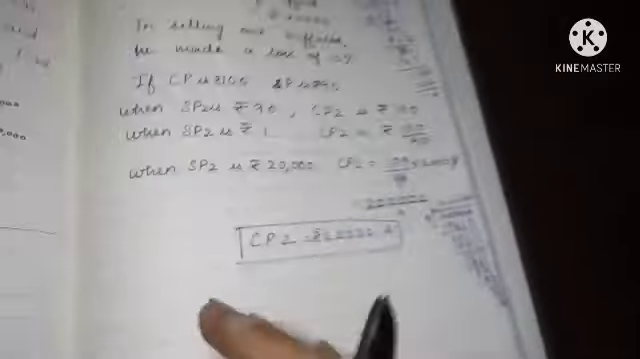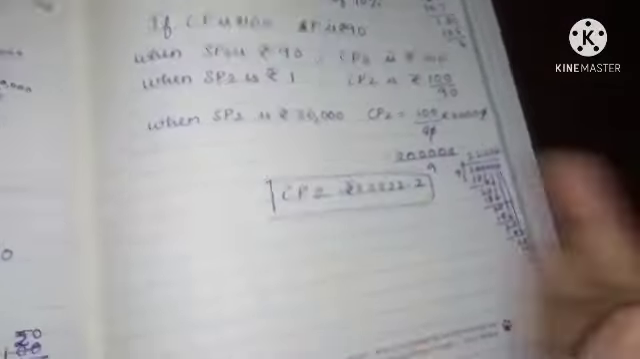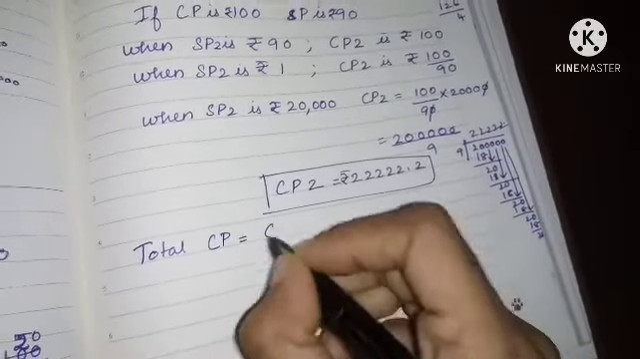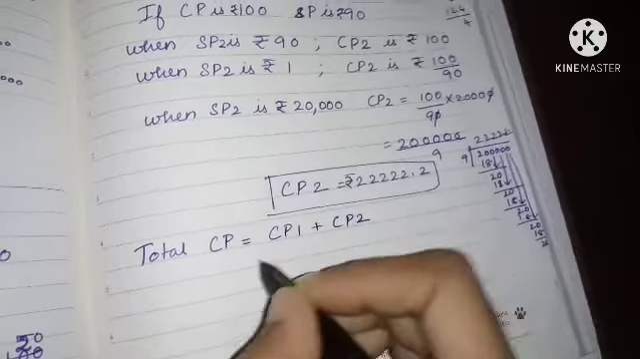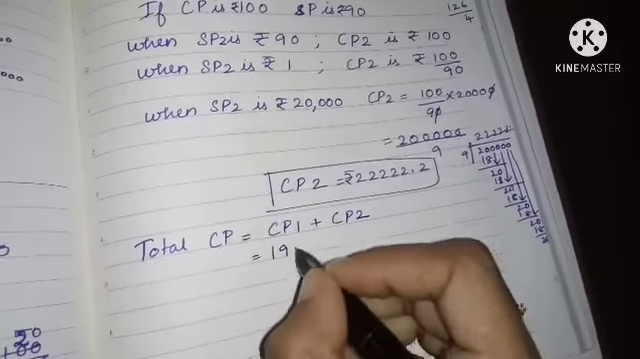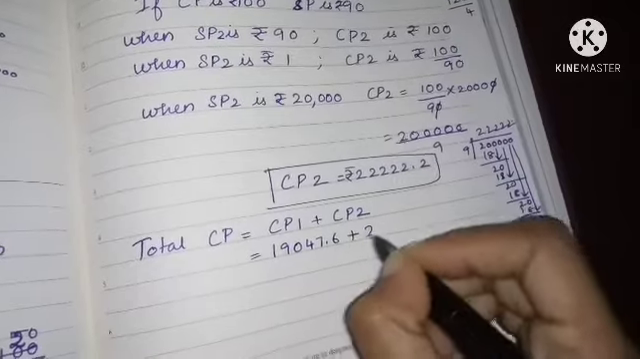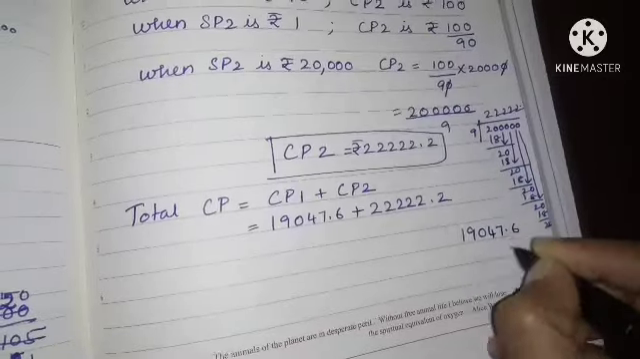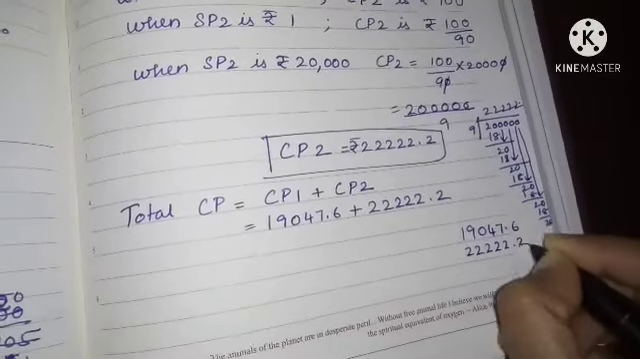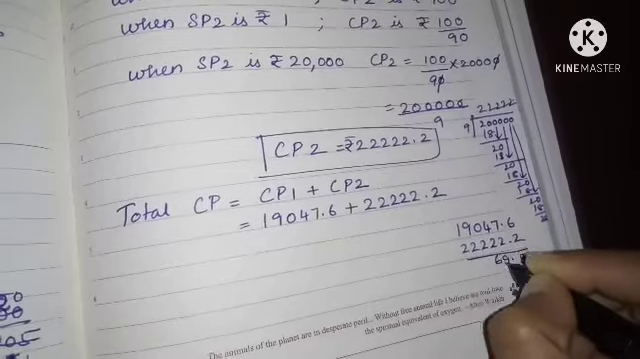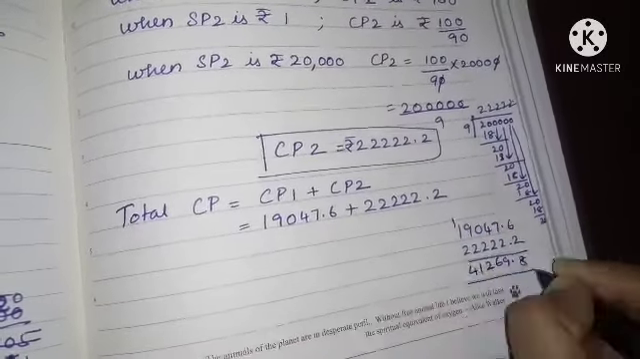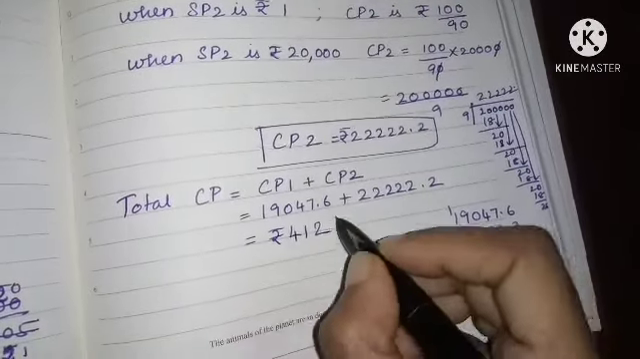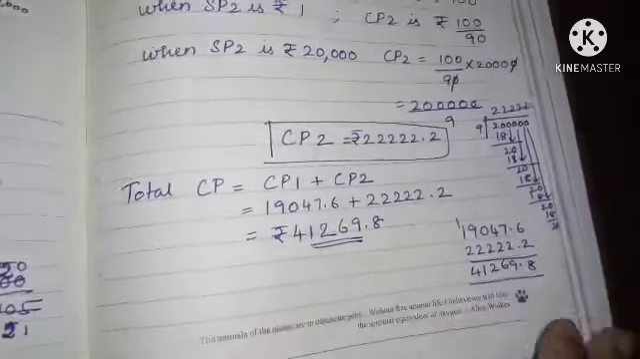Okay, so now we should find whether there is overall gain or loss. So we should find the total cost price for that. Correct? Total cost price is equal to cost price number 1 plus cost price number 2. What is the cost price number 1? 19,047.6 plus 22,222.2. Now shall I add both? So what is the total cost price? 41,269.8 rupees is the total cost price.